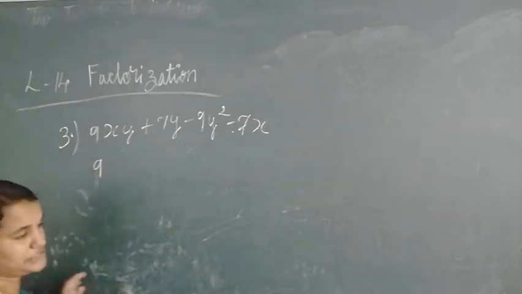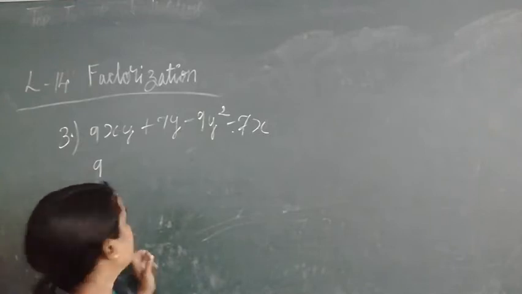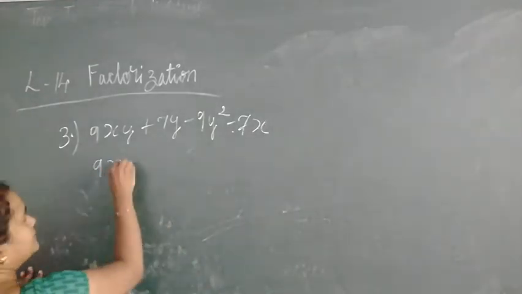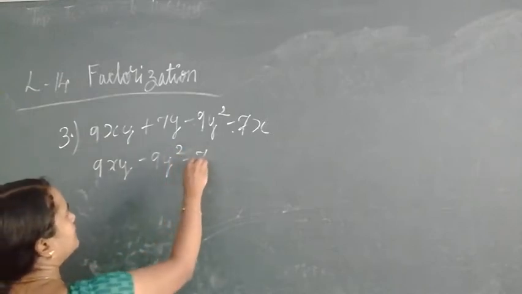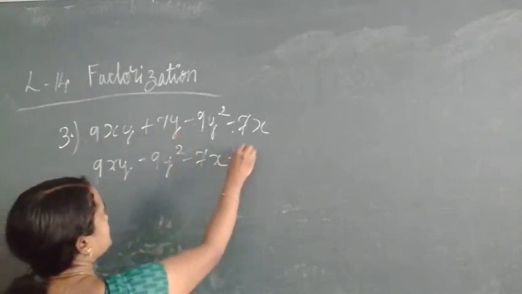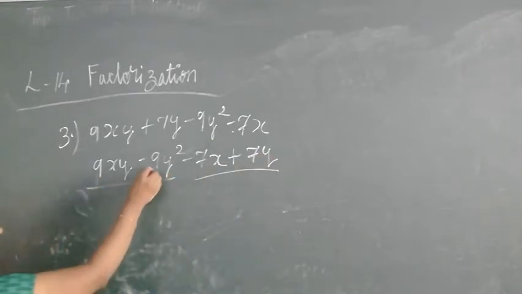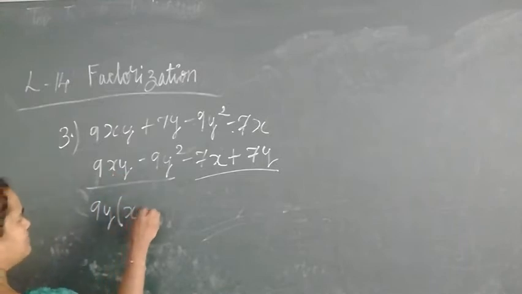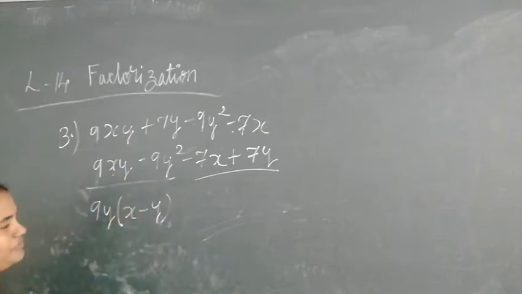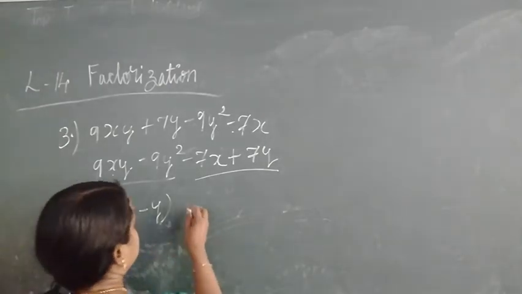We have to arrange it properly. After arranging only we have to take the common number. Okay, that means 9xy minus 9y square minus 7x plus 7y. Now we arrange, we will make the group. Now which is the common here? 9y is the common. Left is x minus y, because already one y we have taken out, left only single y.